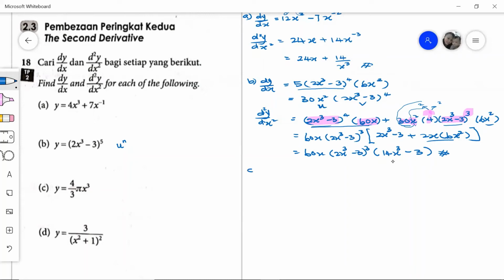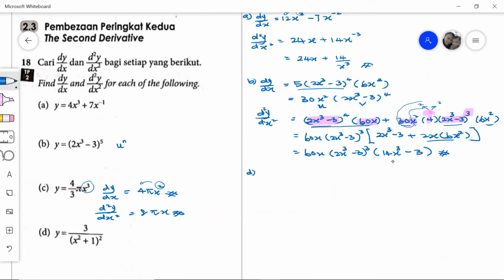Now next, part C, y equals 4 over 3 pi x cubed. This one is quite simple. So let me just write it here. For dy/dx, we just reduce the power of the x. So bring the 3 down to the front. 3 times 4 over 3, so we have 4 pi x squared. And then continue to differentiate it one more time. So for the index of x, bring it down to the front. So we have 8 pi x. That's the answer for part C.